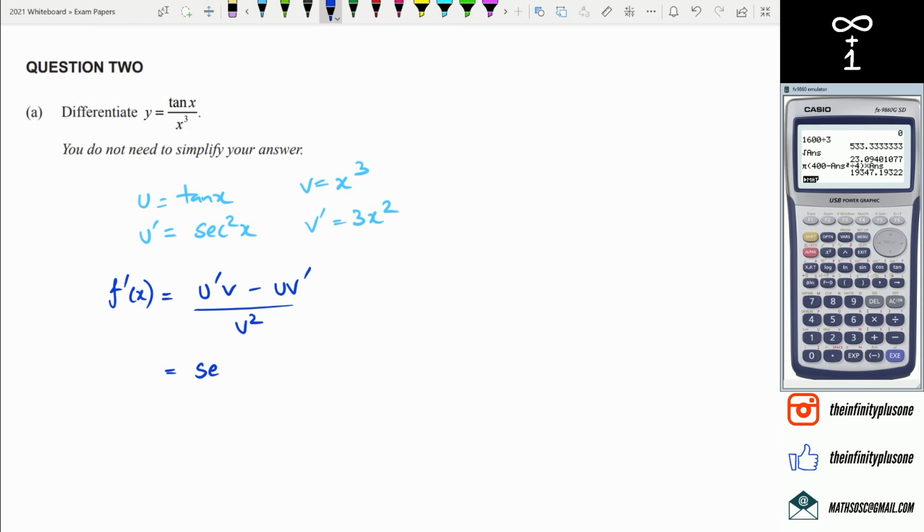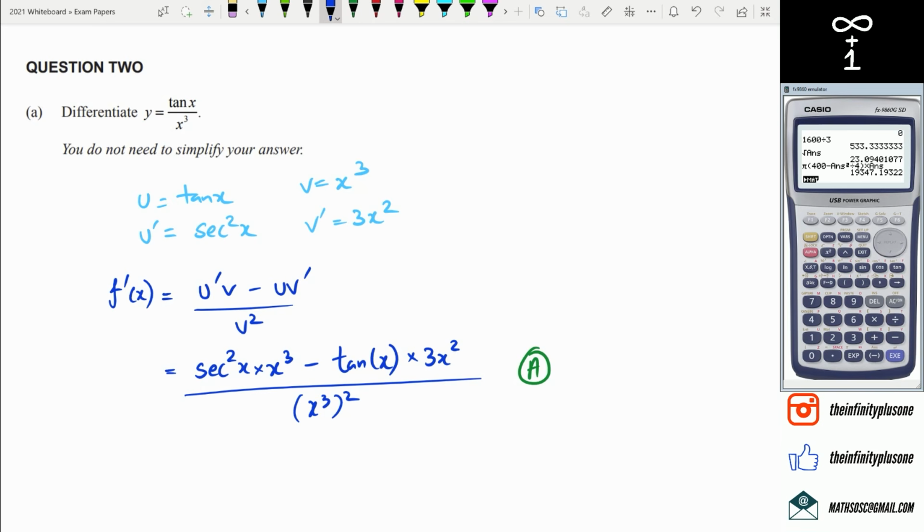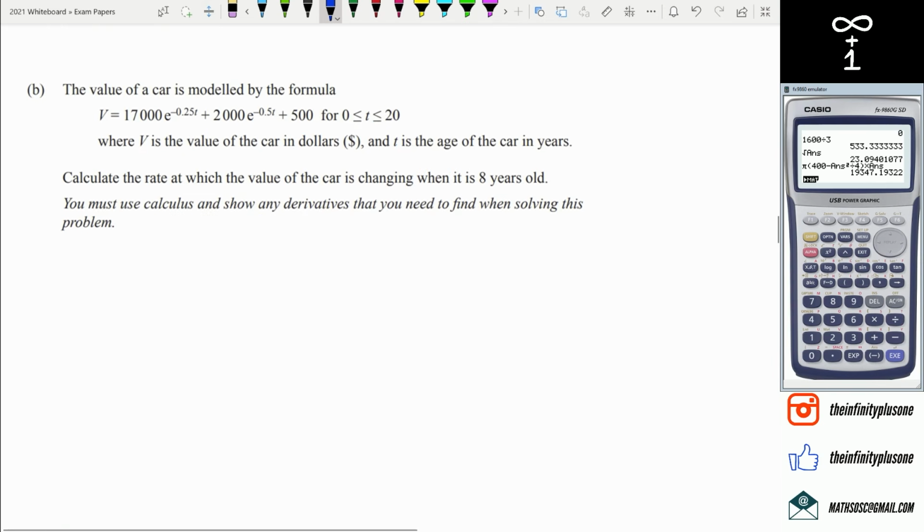So we've got sec squared x multiplied by x cubed, minus tan x multiplied by 3x squared, and that whole thing is divided by x to the power of 3, squared. You can leave your answer like this, folks. You don't have to simplify it any further. That's going to get you an achieved for this question. Cool, we go to the next question.